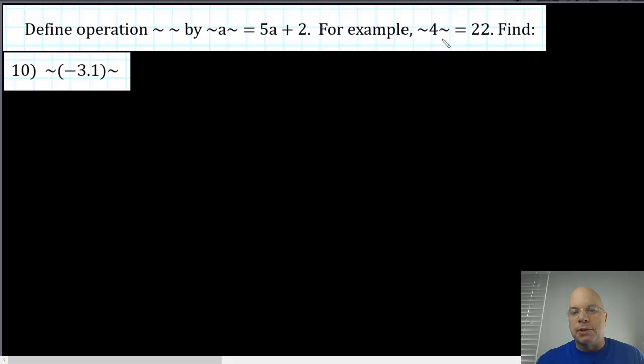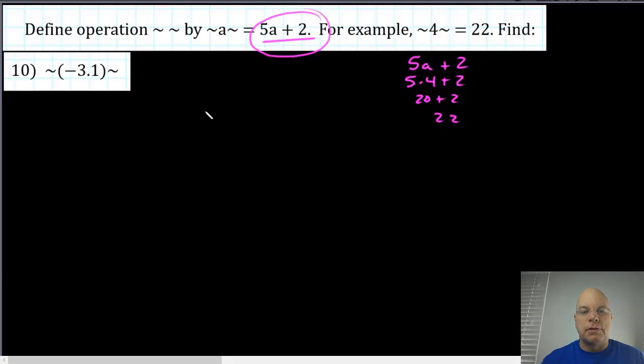And whenever I'm given an example like this, I like to just check it to make sure I understand how the function works. So if this is supposed to be 5A plus 2, and A is 4, then 5 multiplied by 4 plus 2 should be 22. 5 multiplied by 4 is 20, and 20 plus 2 is 22. So it just gives me some confidence that I understand the way the operation is supposed to work. So now we'll just apply that operation to negative 3.1.